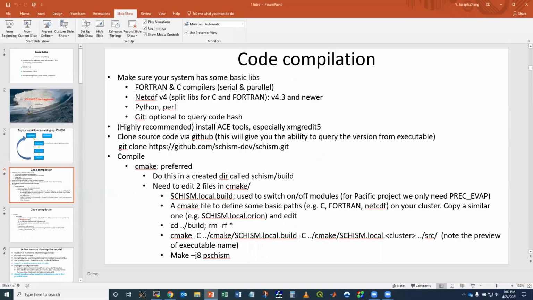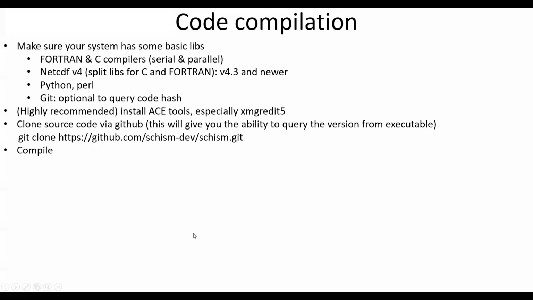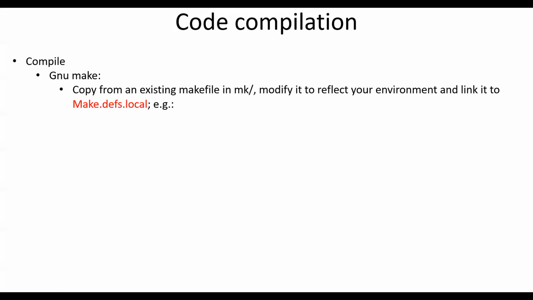So let's go back here. So that's the CMake part. Now let's look at the second approach to make. That's the gluemake. That's the one we still support, but again, the preferred approach now is CMake.